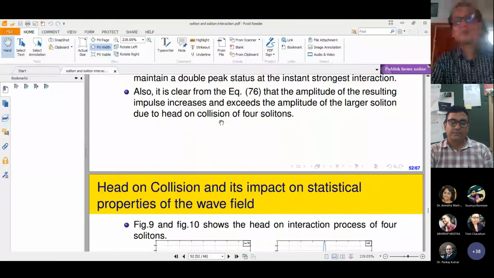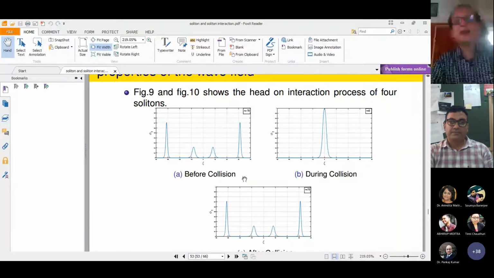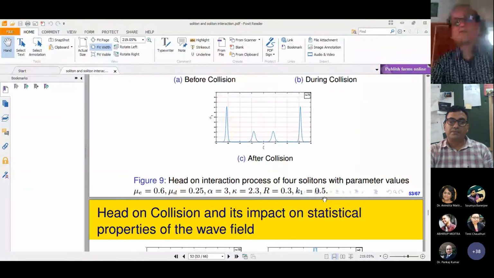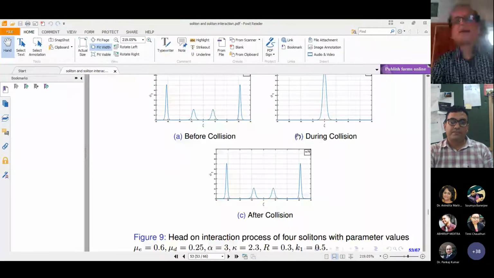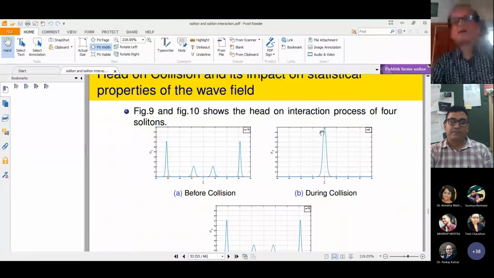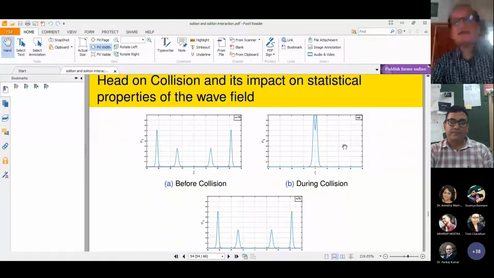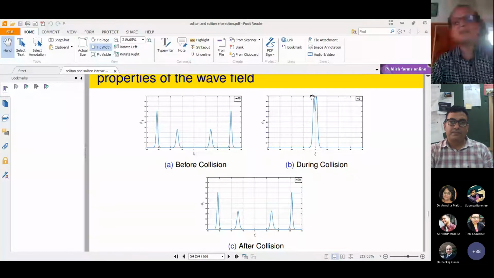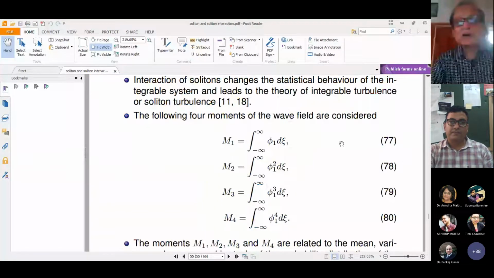And here is the picture of the head-on collision. These are the two waves, this wave moving in this way and this wave moving in this way. Ultimately this wave moves to this portion and this wave moves to this portion after collision. Sometimes they emerge into a single pulse, sometimes they may not. So now, to study the wave field is our main interest.